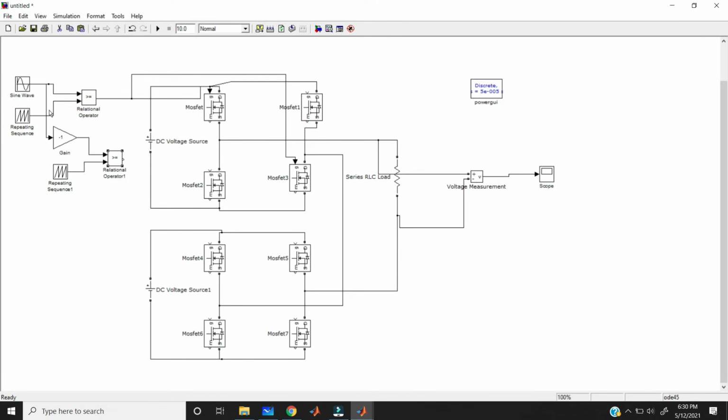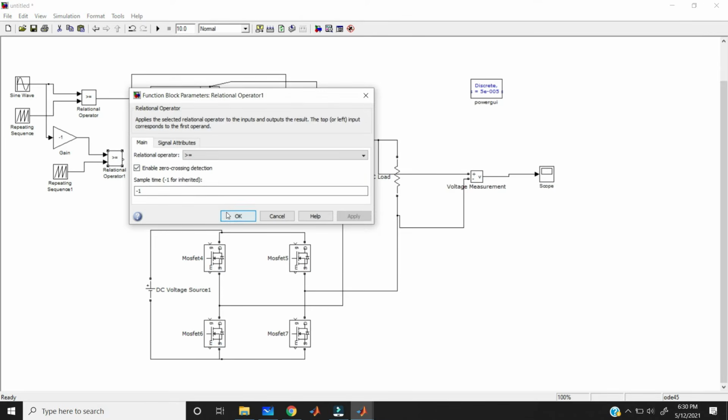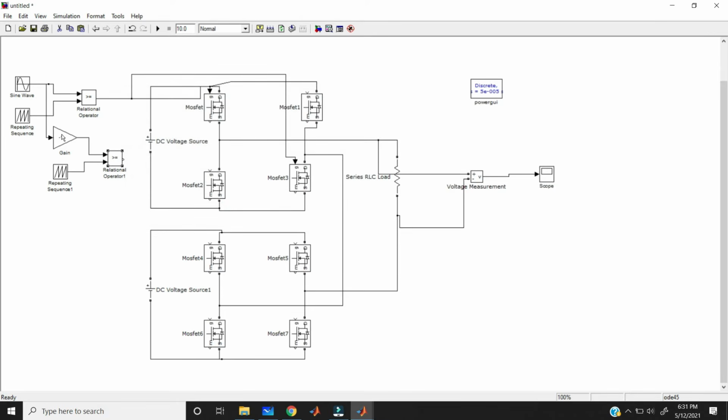This is off, these two are on. You can also use the less than condition. If you use the less than condition, no need to take the gain. Okay, and give it to the MOSFET, these two switches. That's it. Now again take the same thing to the below H bridge also.